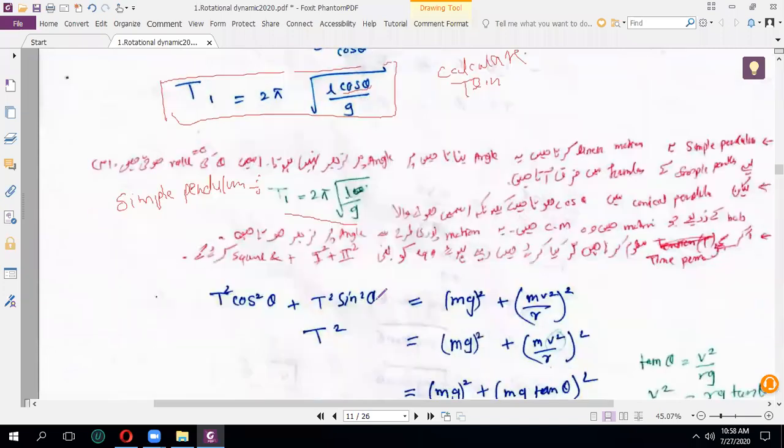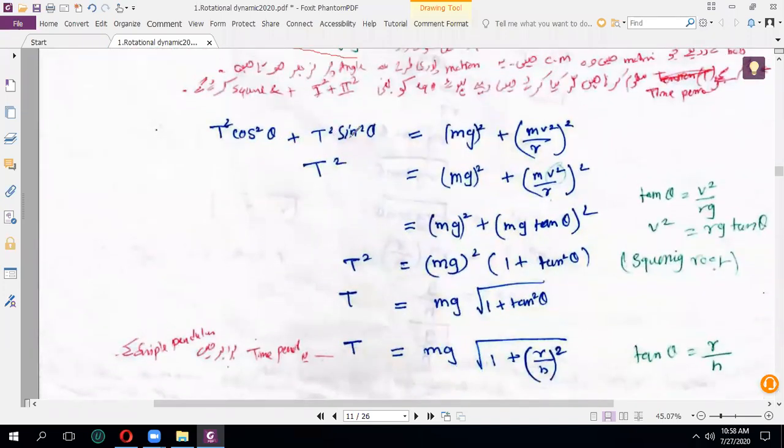Equation 1 and 2, what did we do? We are squaring both the equations and adding. So it becomes T square cos square theta plus T square sin square theta. What happened?